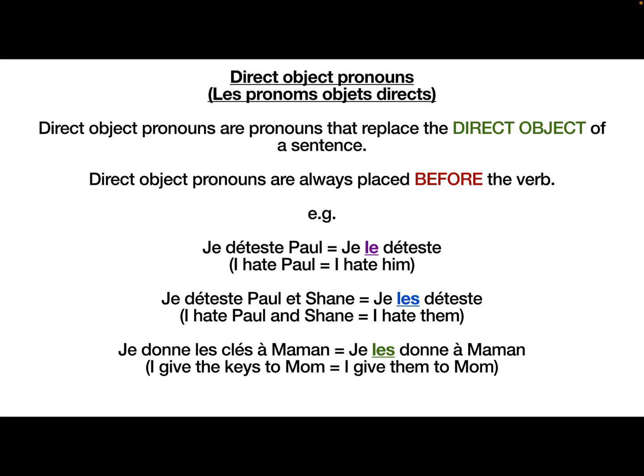Je déteste Paul et Shane. I hate Paul and Shane. I want to say I hate them. So them in French is les and it goes before the verb. Je les déteste. And the final example then.